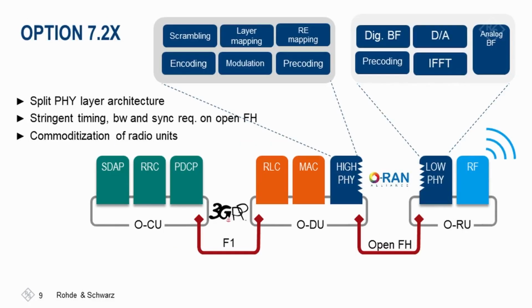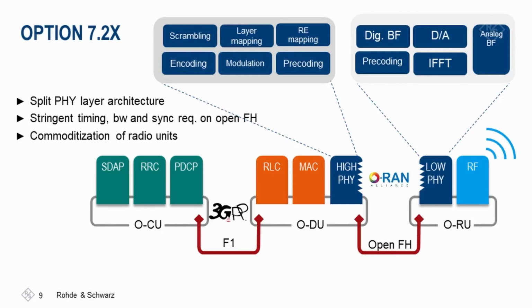Going forward, this is how option 7 would look. Here you can clearly see the high PHY and the low PHY split, and the interface between the high PHY and low PHY is the open fronthaul defined by the O-RAN Alliance.